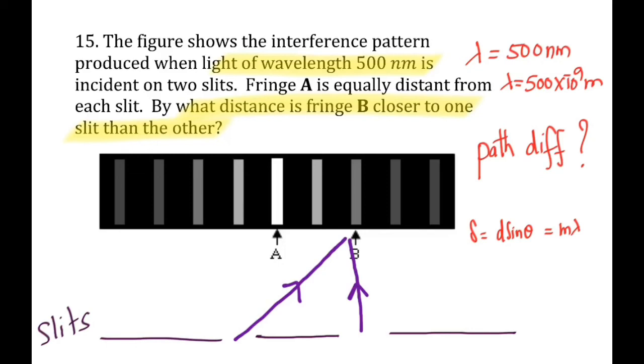Because the theta value is not given, but we know the value of lambda and we also know the value of m from the diagram, we will use path difference equal to m lambda. M from the diagram we can count and we can see that it is 2, and substituting the value of lambda, we get the value of the path difference as 1000 nanometer.